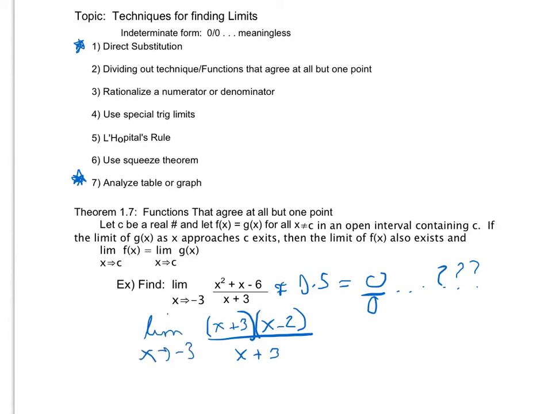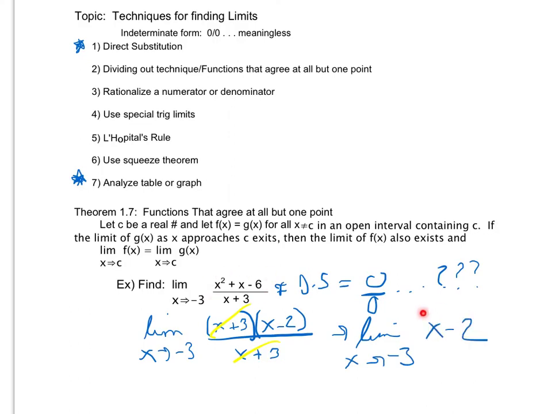Well, notice what happens now. Now my x plus 3's cancel out. So once my x plus 3's cancel out, I now have the limit as x approaches -3 of x minus 2. Okay, so what is this?